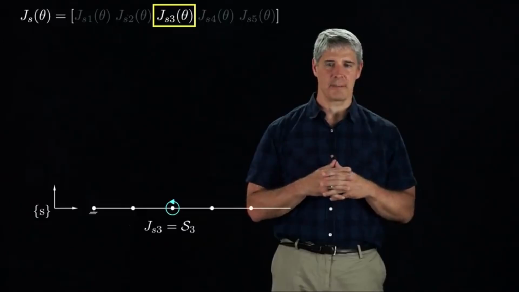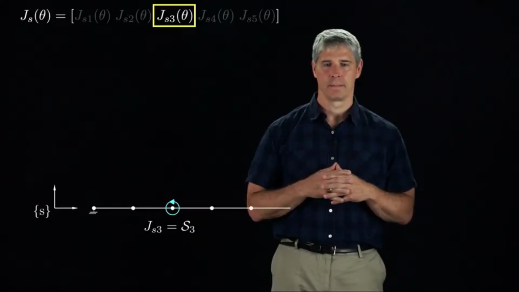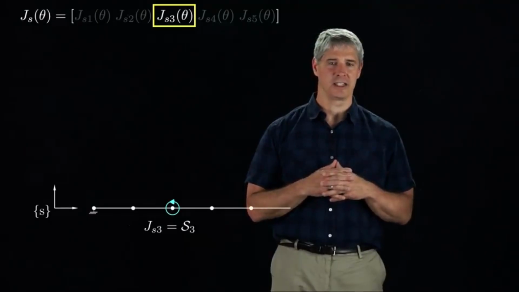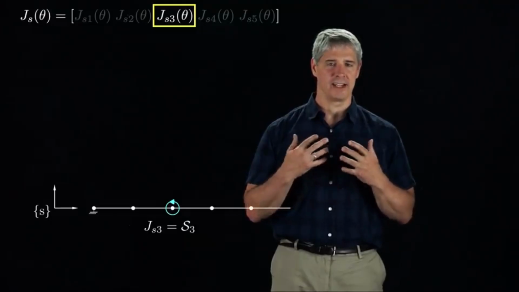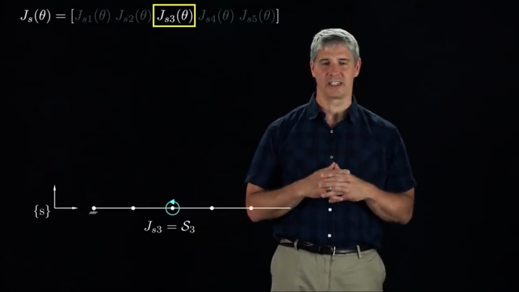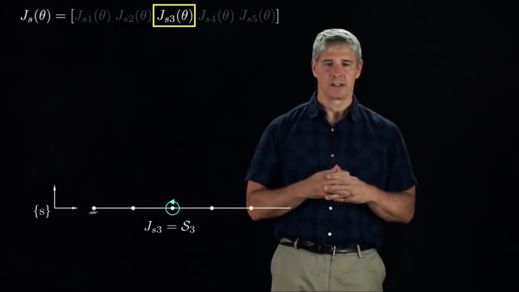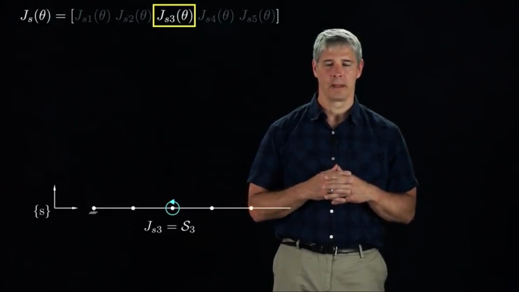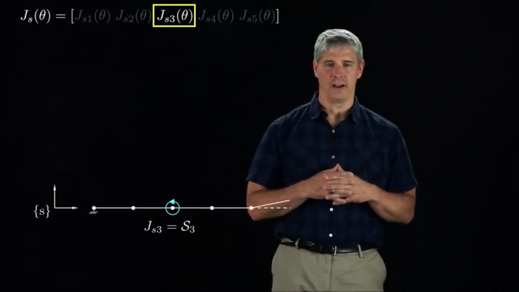We used this in Chapter 4 for the product of exponentials formula in the S-frame. To find the column of the space Jacobian, though, we need the spatial twist corresponding to a unit velocity at joint 3 when the robot is at an arbitrary configuration, not just the 0 configuration. So let's start moving the joints of the robot and see how that affects Js3. First, we rotate joint 5.